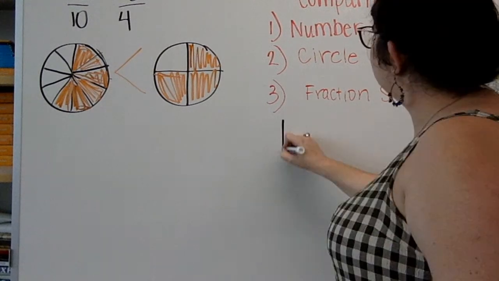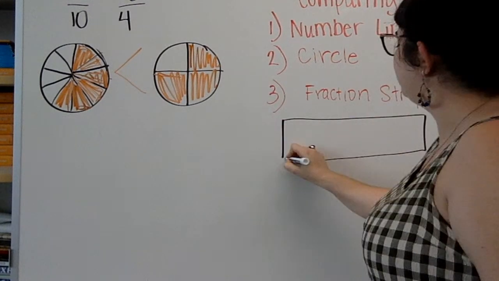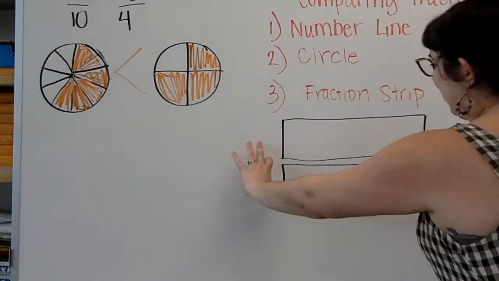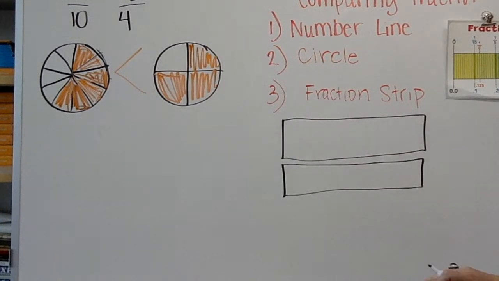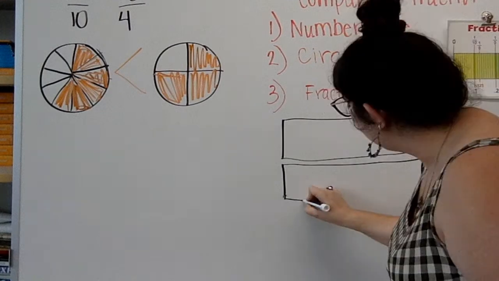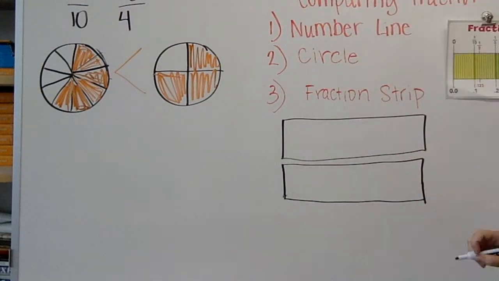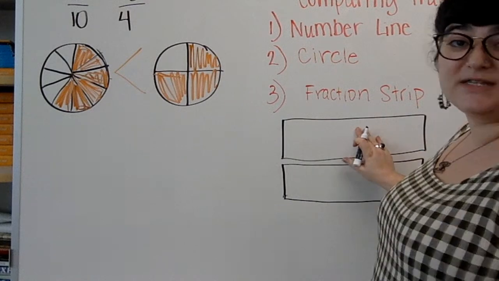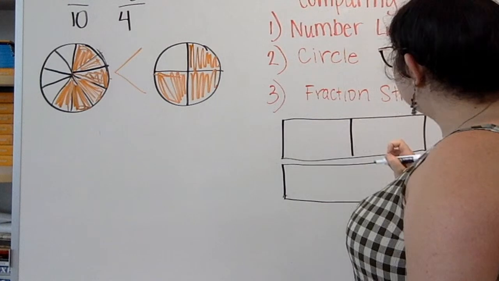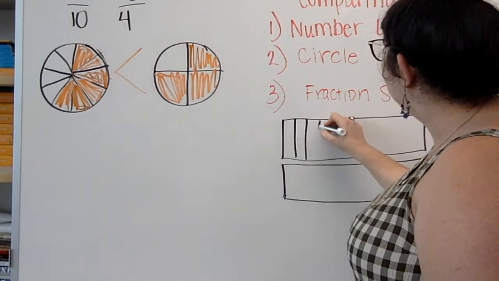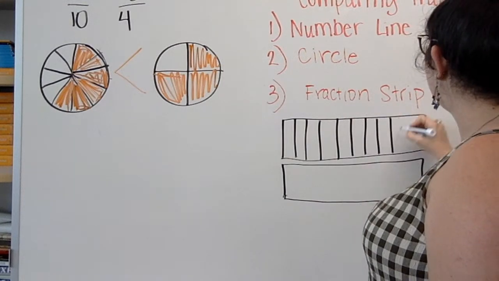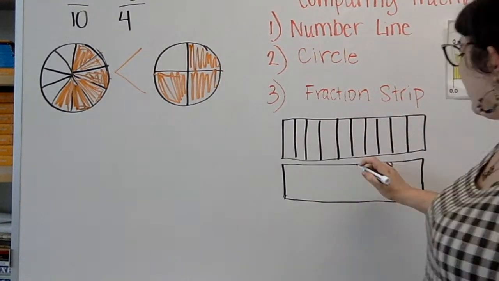Last but not least, we're going to do our fraction strips. And I'm going to do my very best to make sure that the fraction strips are the same length, okay? I really want them to be the same, and I want to make sure that they look pretty similar. Okay. I know that this top one needs to be split up into 10 pieces, right? So count with me. 1, 2, 3, 4, 5, 6, 7, 8, 9, and 10. This bottom one is split up into 4.